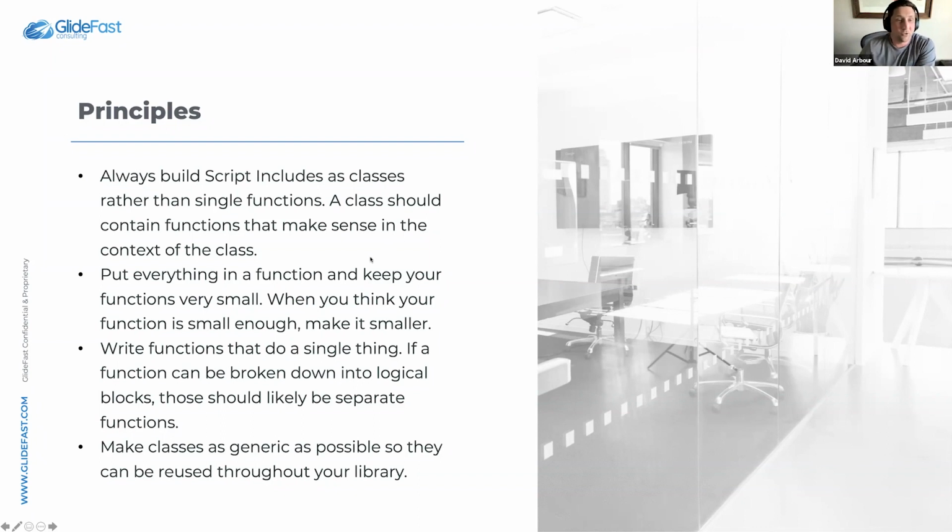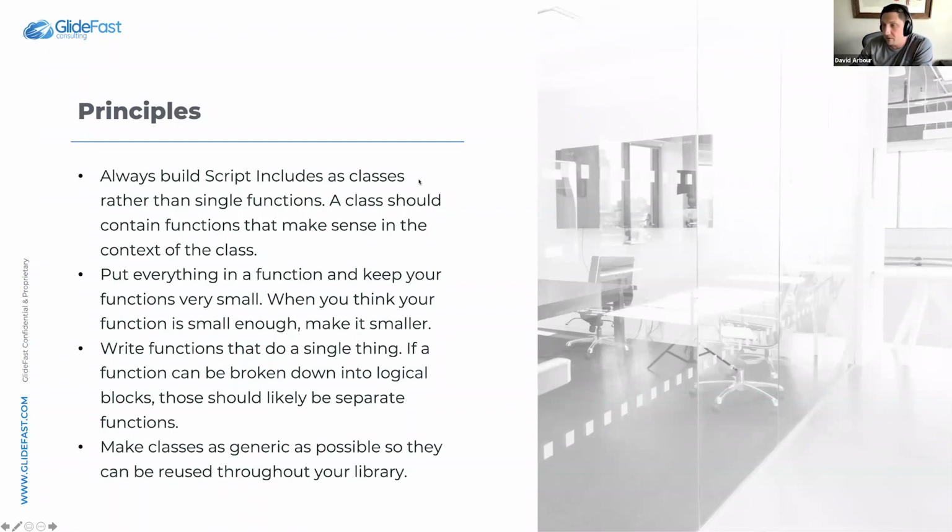Okay, so I say always build script includes as classes rather than single functions. I already mentioned this. And again, this is because the nature of script includes is to be a repository. ServiceNow does this all the time, especially their legacy code, which I guess I can sort of brush off as legacy code. But a lot of their reference qualifiers and things like that are single functions, and it just seems so inefficient and so difficult to maintain.